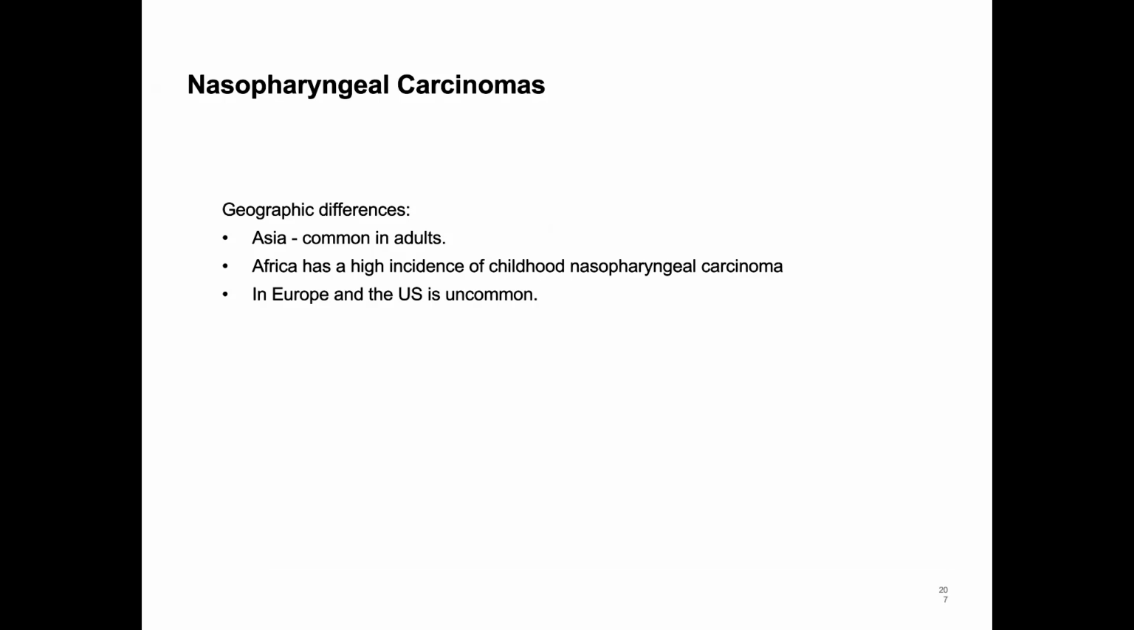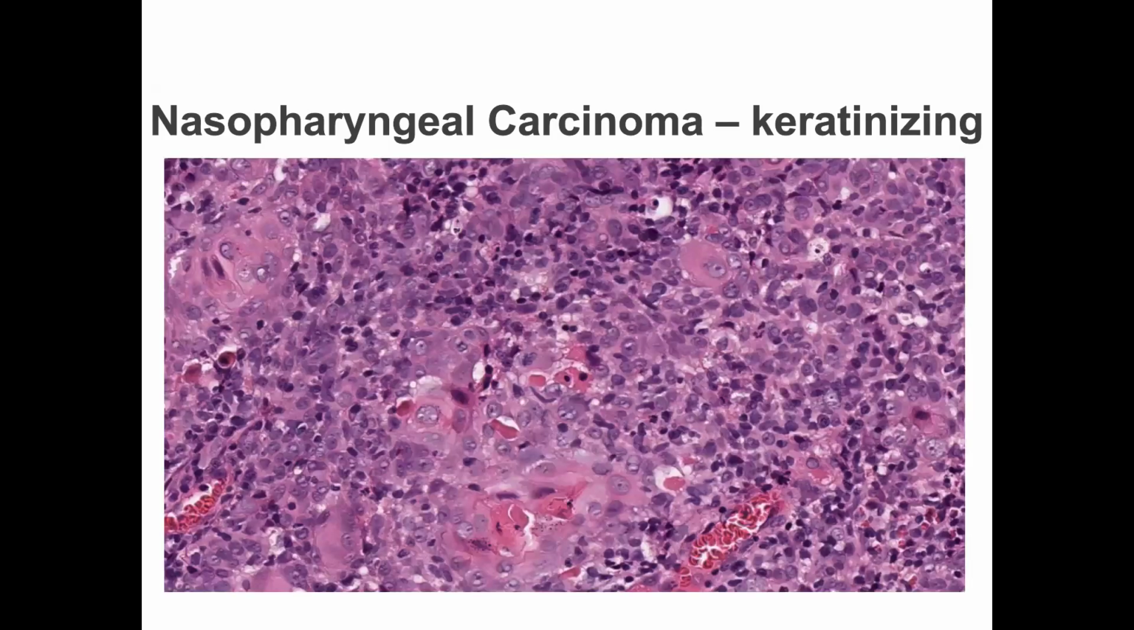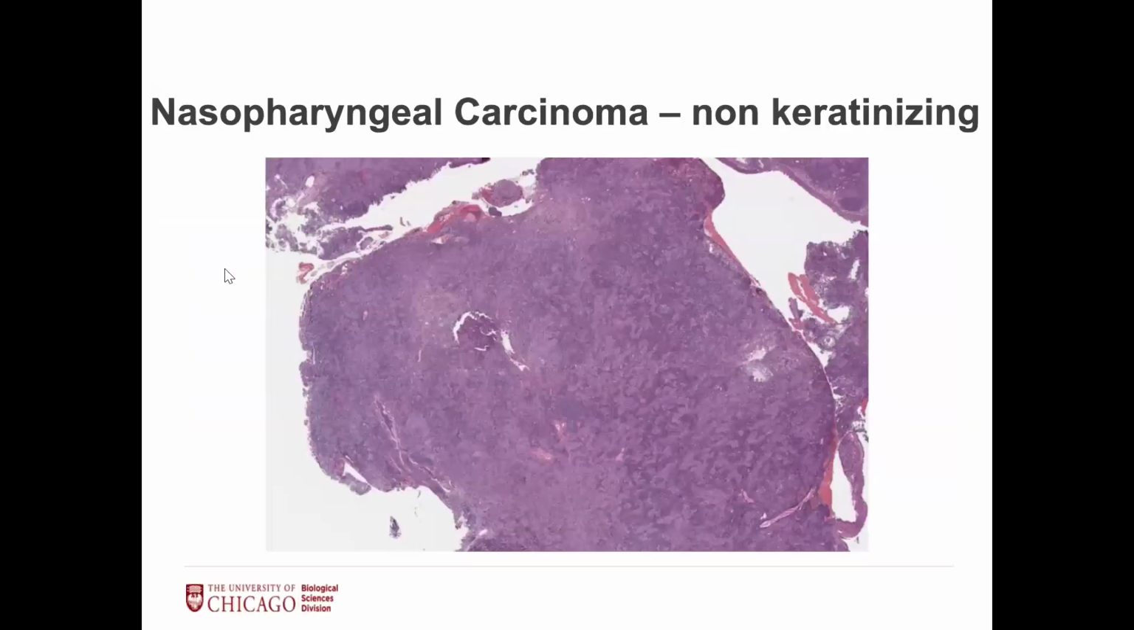So in Asia, it's common in adults. In Africa, it's common in children. And in Europe and in the US, it's uncommon. This would be the keratinizing types, similar to keratinizing SCCs in other areas. You're going to have that dense eosinophilic cytoplasm, right? Very dense cytoplasm in some keratin-like formation versus non-keratinizing.